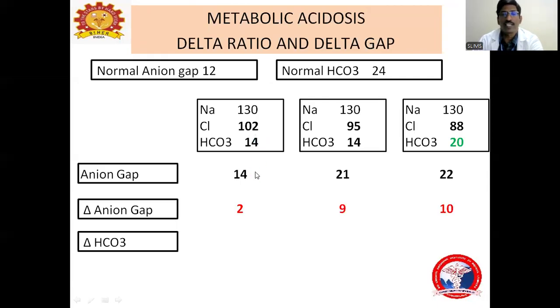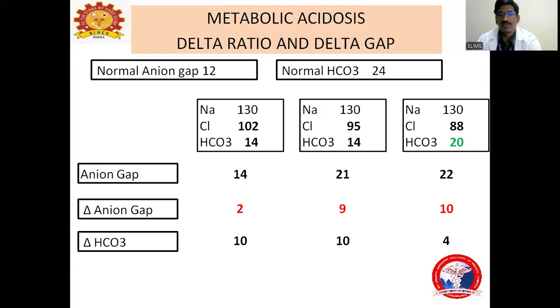What is delta anion gap? How much has the anion gap changed? It is only 2. See here, it is 130, anion gap is 21. The delta anion gap is 9. See here, chloride has also gone down, so the anion gap is 22 and the delta anion gap is 10. Now look at the change in the bicarbonate. Here 10 is lost, 10 is lost, but here only 4 is lost.